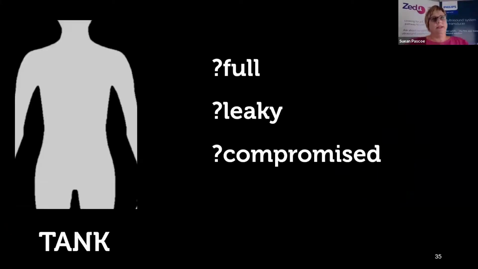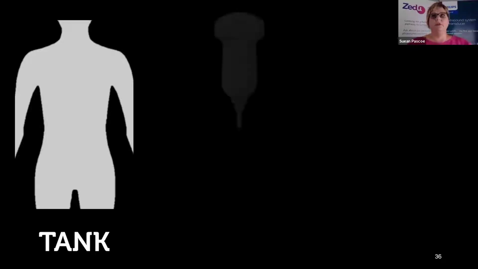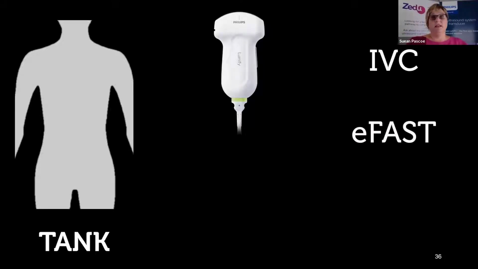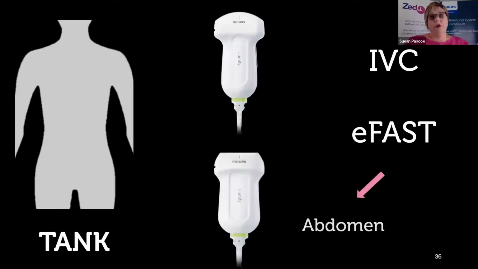So that then leads us on to the tank. We want to look and determine whether the tank's full, whether it's leaky, or whether it's compromised. So again, for the views that we know to look at here, we use the curved probe to look at the IVC and the bulk of the eFAST views, the abdomen part of the eFAST views, and then we use the linear probe to look at the lung component of the eFAST views.